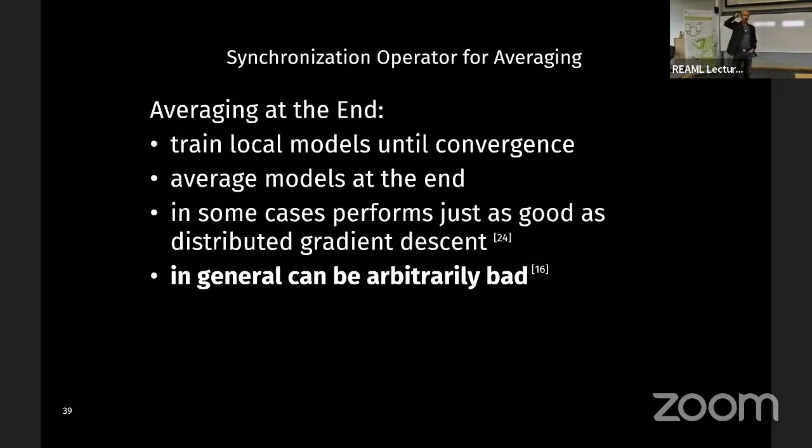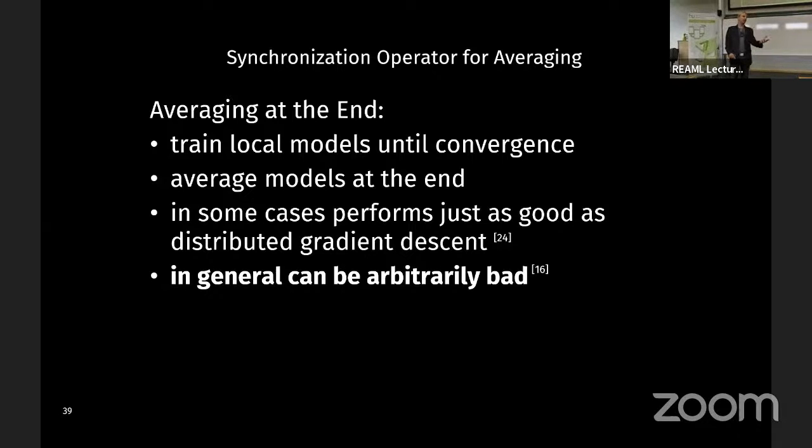The first approach that was basically model averaging and a version of federated learning, if you want, to the best of my knowledge, was by McDonald et al. in 2009. And they trained EM models locally until convergence, and at the end averaged the local models. And they showed that this was as good as distributed gradient descent, which was back then the state of the art in distributed machine learning. But it is only good in certain cases. And in general, it doesn't really work.